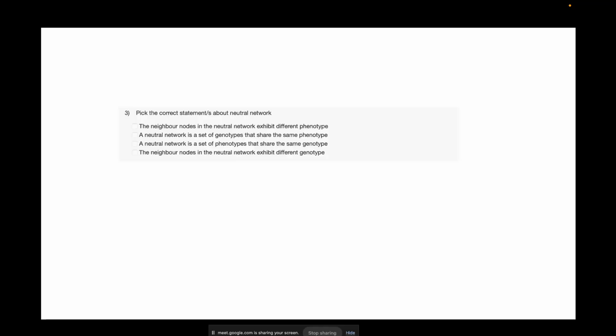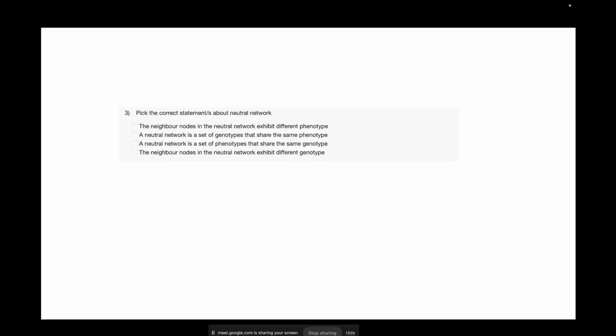Okay, let's discuss this. Again, what is a neutral network? It is basically a landscape of genotypes where many genotypes can produce the same phenotype. These genotypes are connected in the network if they are just one mutation away from each other, as we discussed. Now, the first statement is that the neighbor nodes in the neutral network exhibit different phenotypes.